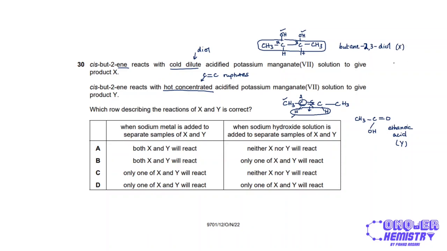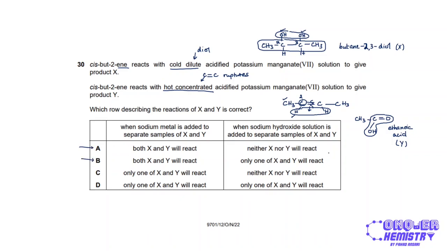Now let's talk about products X and Y. It says when sodium metal is added to separate samples of X and Y, X has the OH group, so these will react with sodium metal, and Y has the carboxylic acid group, so that will also react with sodium metal, right? So both X and Y will react.